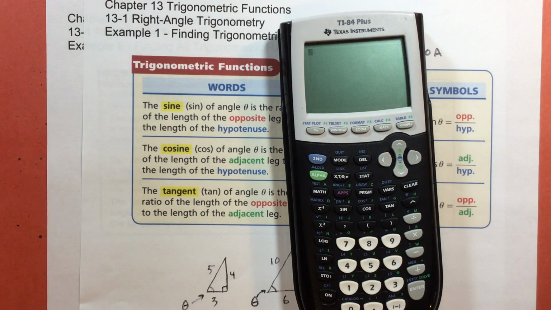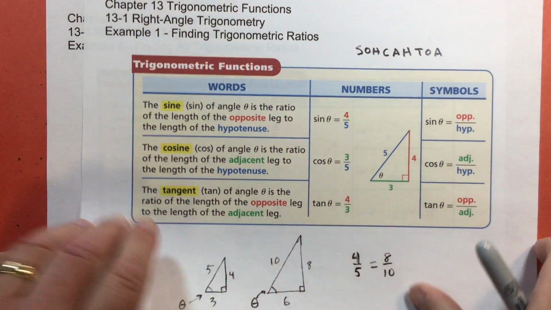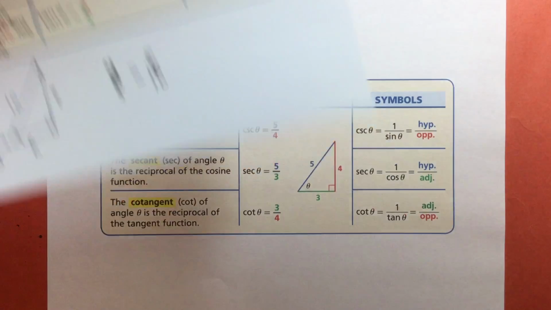But notice that there's 6 ways I can do it. Well, where are the other 3 at? Well, we don't put them on the calculator because we don't need to. The other 3 are the reciprocals of these.